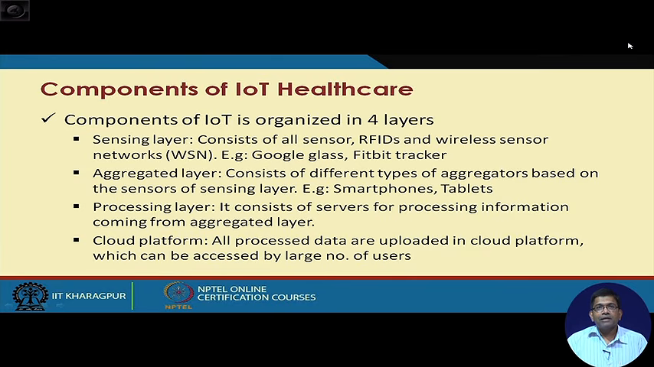Then you have the aggregated layer, which aggregates the data received from the sensors of the sensing layer. These data aggregators could be things like smartphones or tablets and so on. What this data aggregator does is, the different sensed data obtained from the different parts of the human body are collected and put together, and instead of sending the individual data, a reduced number of data are sent forward from that particular aggregator node.